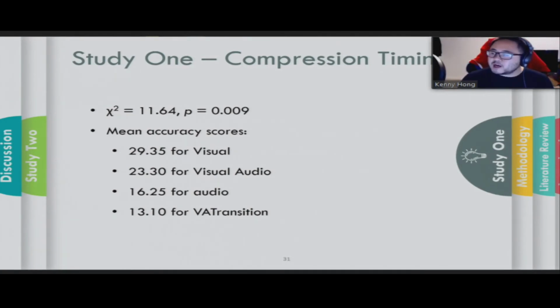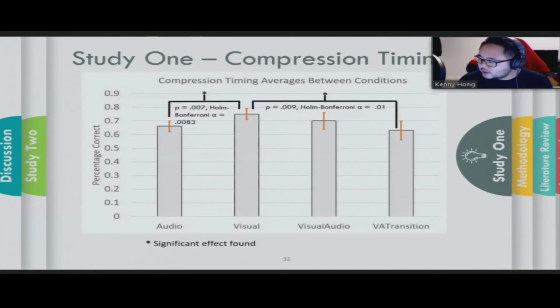We first conducted... we did find significance. Sorry. So we first conducted Kruskal-Wallis in order to see if there was a difference, and then afterwards, a Mann-Whitney test was conducted to locate the difference. We found that there was a difference between the visual and audio conditions, as well as the visual and the visual audio transition conditions for compression timing.